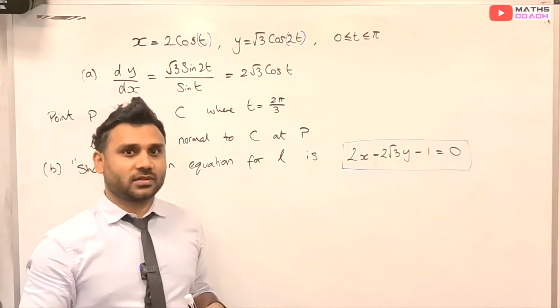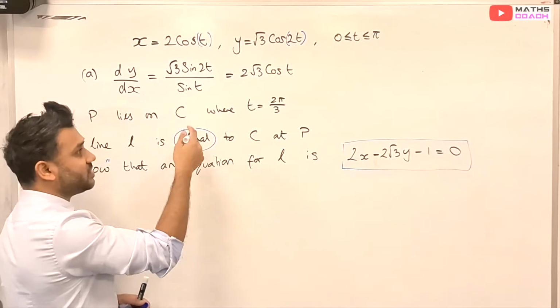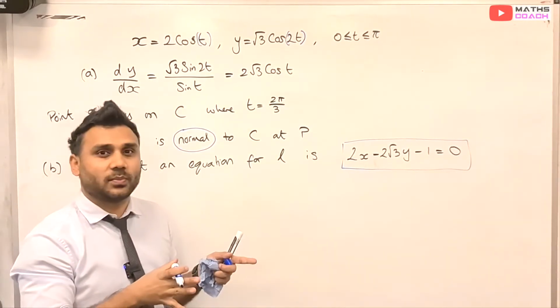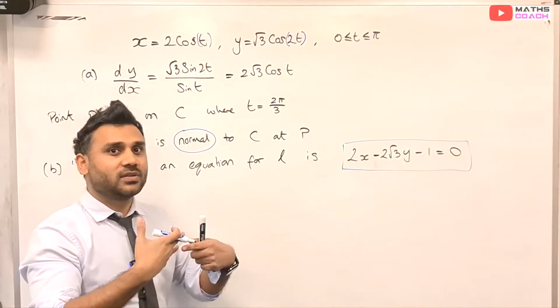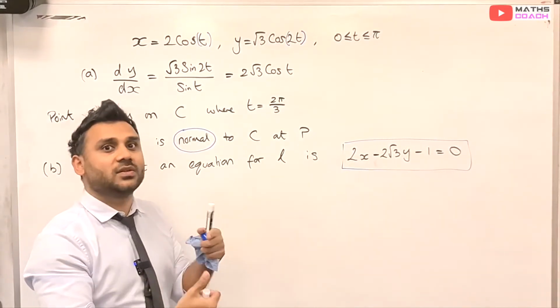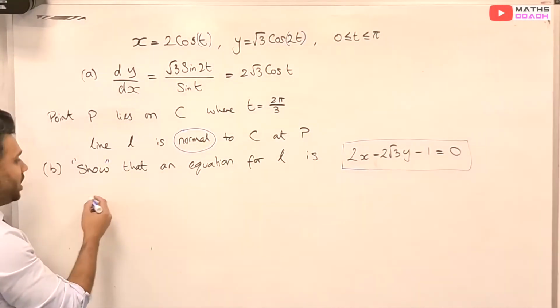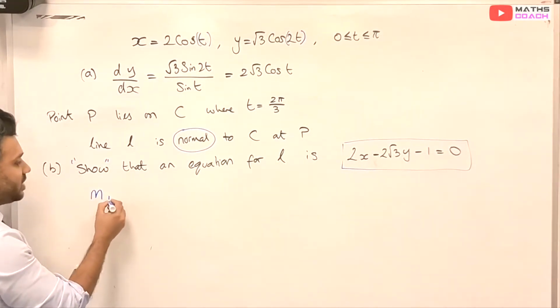Okay, so where do we start from? I'm going to highlight the word normal here because this is a hint to a starting point. Normal means we need to work out the equation of the normal, so it's going to be a straight line graph, so obviously we need to work out a gradient. Now, to work out the gradient of the normal, first we need to work out the gradient of the tangent.